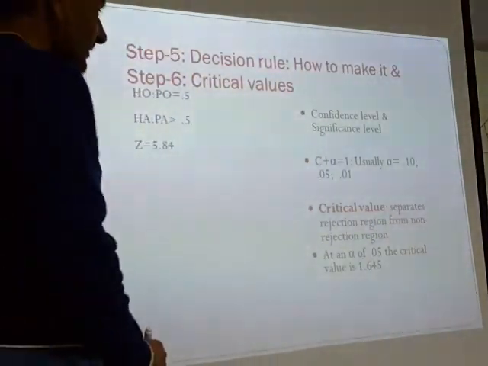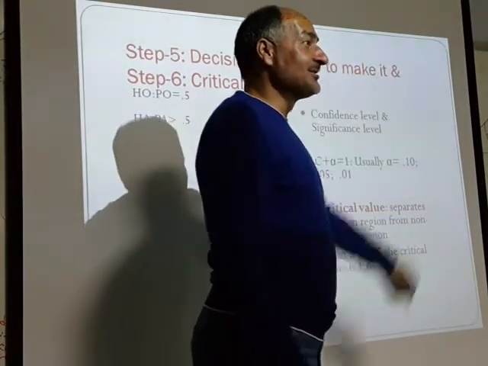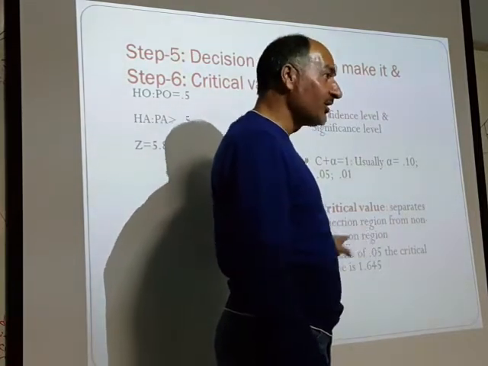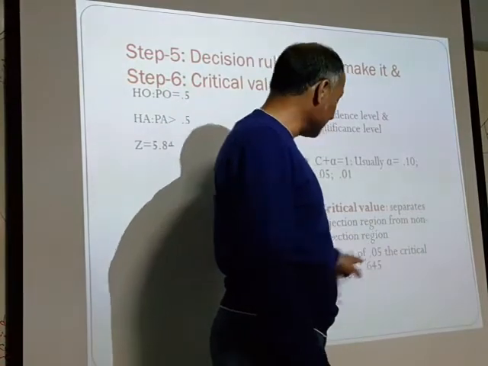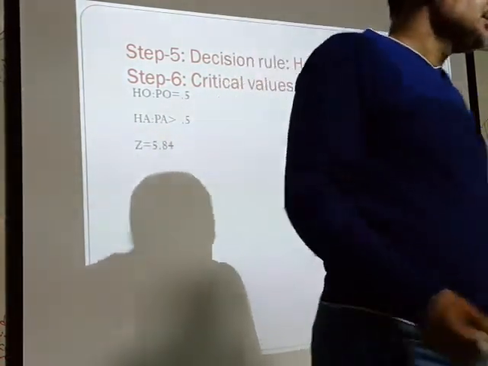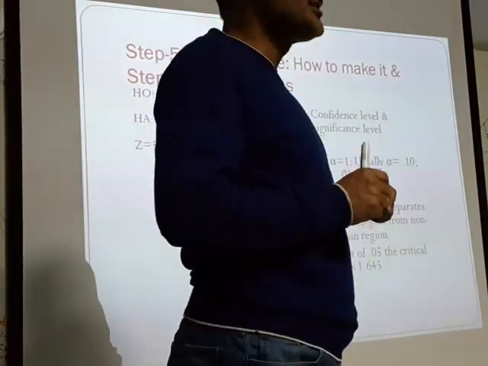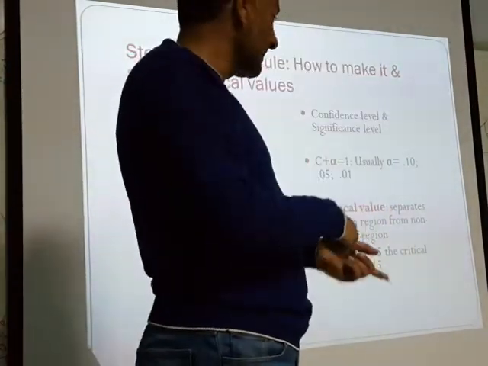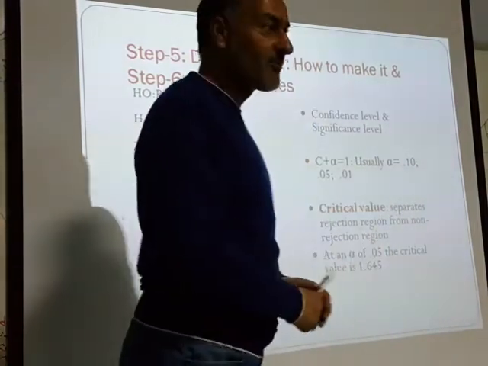Is that clear? Now I have to calculate what is called the critical value. The critical value separates the rejection region from the non-rejection region. At an alpha of 0.05, the critical value is 1.64. Now, where did I get this value from? I checked this value in the tables. It is a table of z-scores. When I checked it in the table of z-scores, I got the figure 1.64 as the critical value.